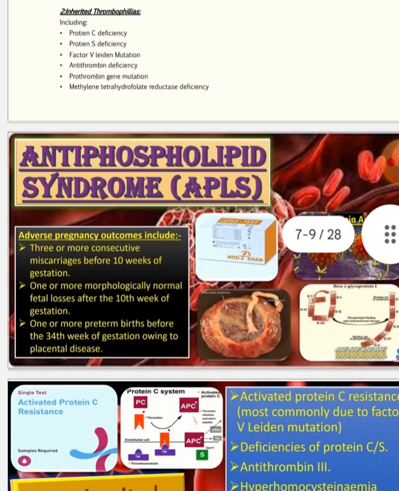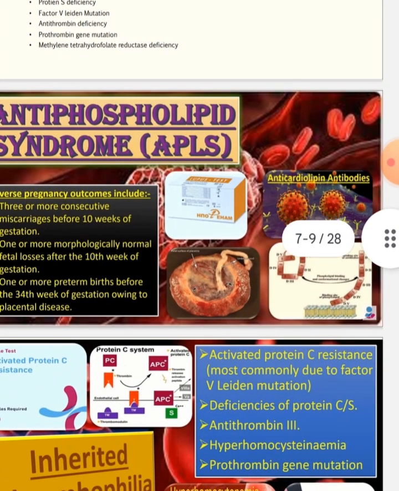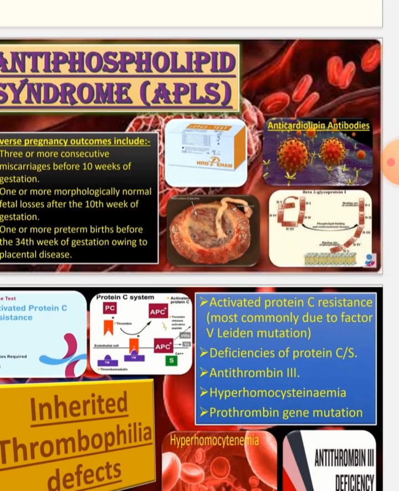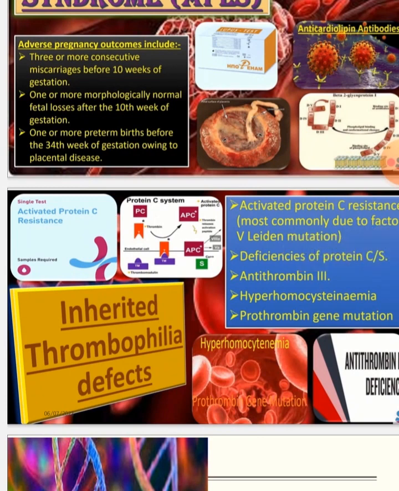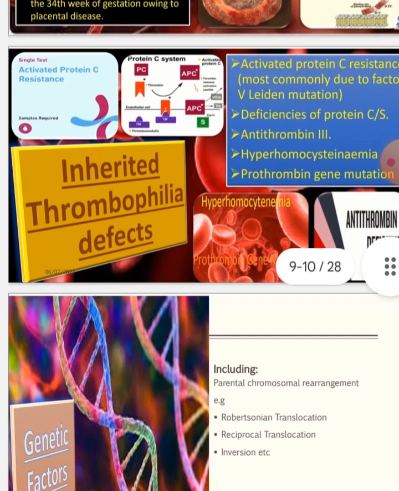What is inherited thrombophilia defect? Activated protein C resistance, most commonly due to factor V Leiden mutation, deficiency of protein C, protein S, antithrombin 3, hyperhomocysteinemia, and prothrombin gene mutation. What are the genetic factors that contribute to miscarriage? Parental chromosomal rearrangement, for example Robertsonian translocation, reciprocal translocation, and inversion.